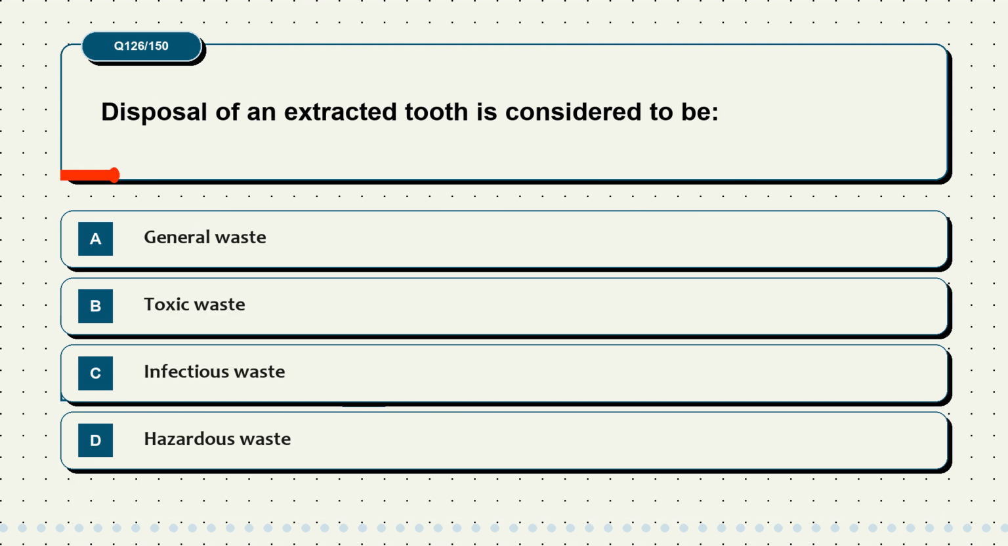Question 126. Disposal of an extracted tooth is considered to be. Here are the options. Option A, general waste. Option B, toxic waste. Option C, infectious waste. Option D, hazardous waste.